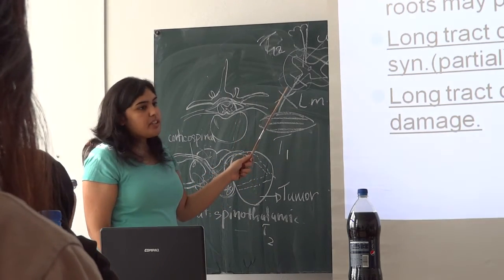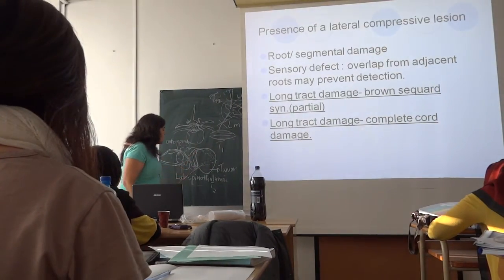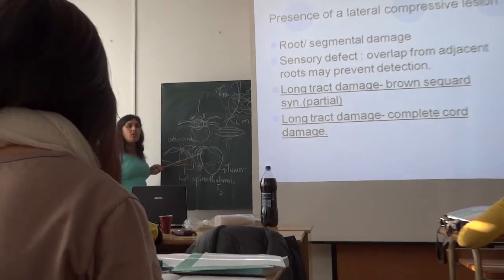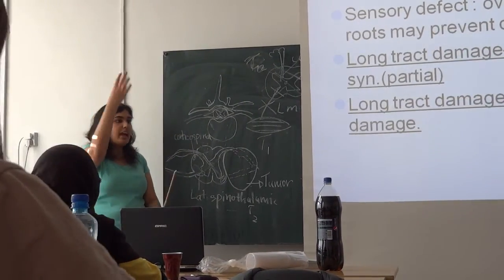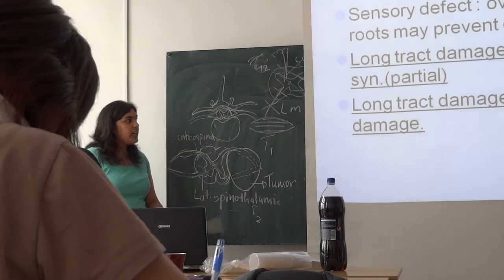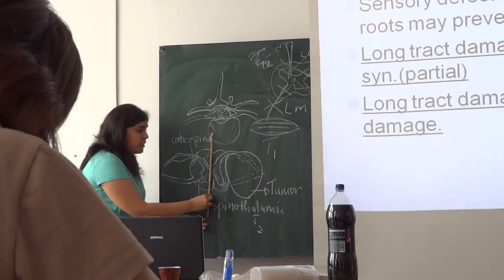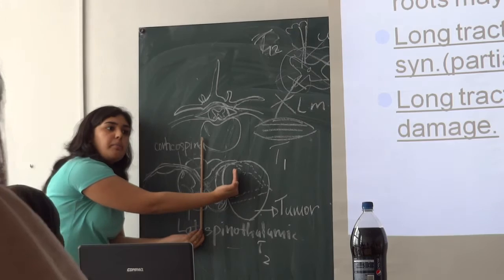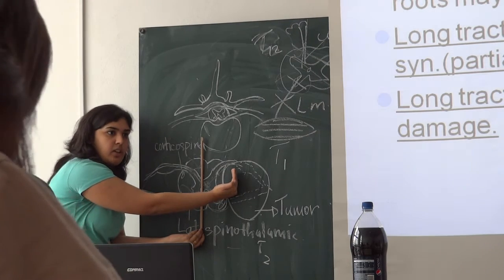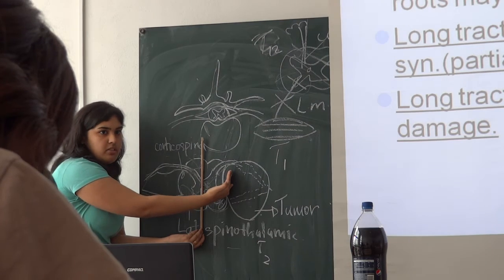Now, do you know Brown-Sequard syndrome? This is only at the level. What is a long tract damage? A long tract damage is where your whole tract gets damaged completely. Okay? That unilateral, meaning only on one side of the spinal cord, is called Brown-Sequard syndrome. Okay? Unilateral long tract damage.